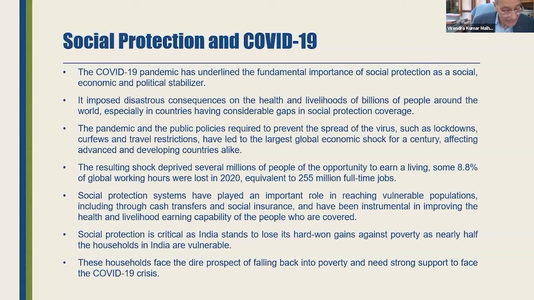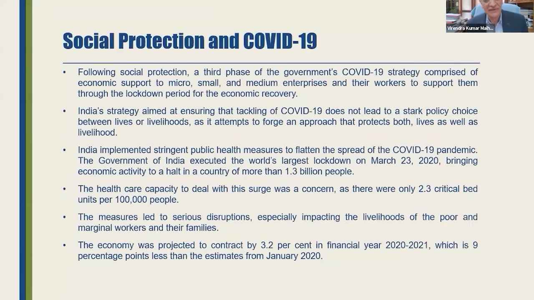And this becomes still more important because there was a dire prospect of falling back into poverty, which needed very strong social protection and support measures. Following social protection, a third phase of the government's COVID-19 strategy comprised economic support to micro, small, and medium enterprises and their workers to support them through the lockdown period for economic recovery.